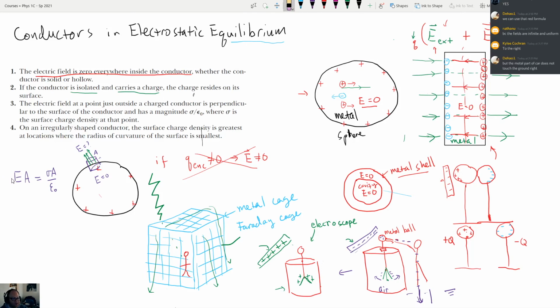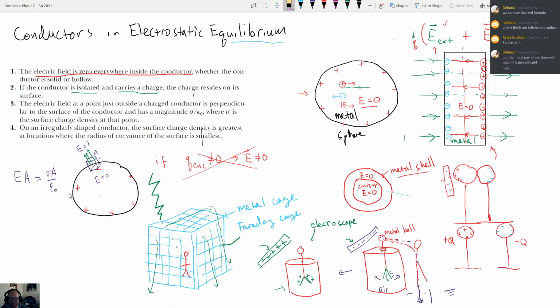Oh, DeHouse says, but the metal part of the car doesn't touch the ground, right? Yeah, but it's low enough to the ground, and there's also metal in the tires and stuff like that. Not in the tires, but in the axles of the tires. So it's close enough that it can still jump to the ground, DeHow. Not to mention that if you're in a thunderstorm, the wheels are going to be wet, so there's going to be water flowing over them. So I'm pretty sure that the electricity can flow through that pretty well too.